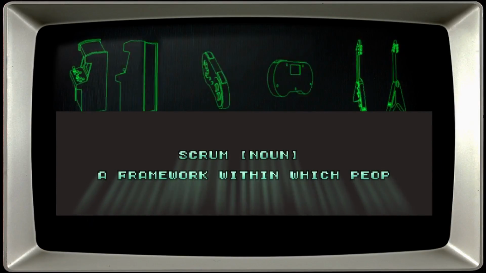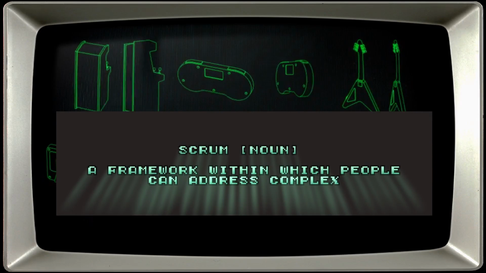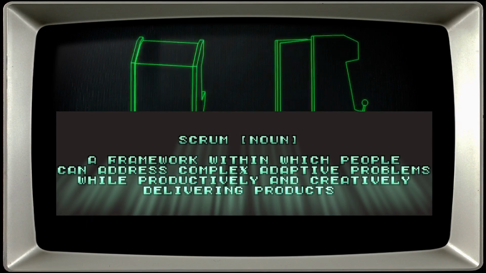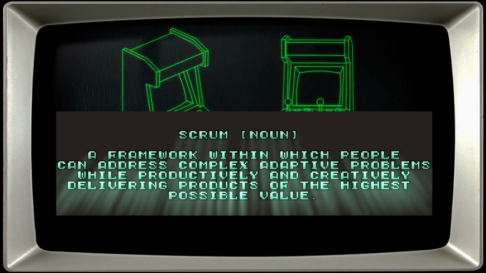Scrum, noun. A framework within which people can address complex adaptive problems while productively and creatively delivering products of the highest possible value.